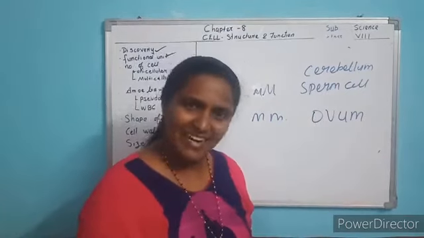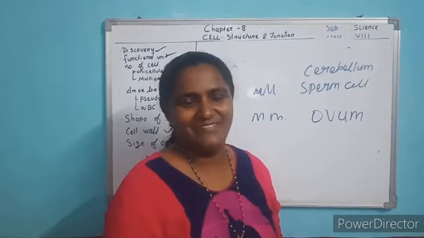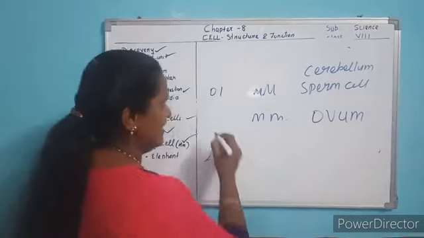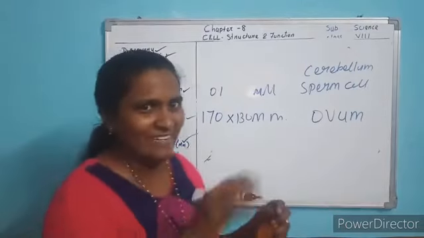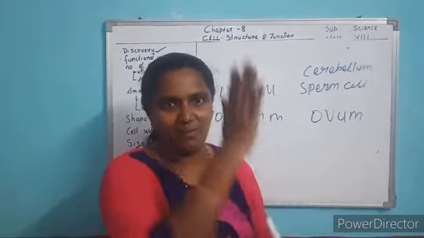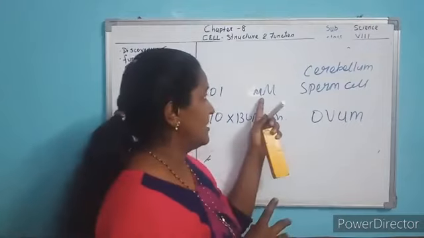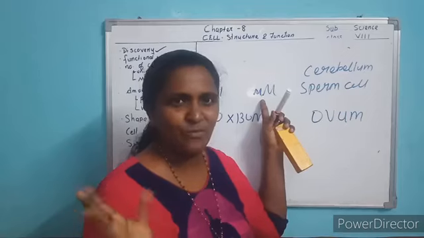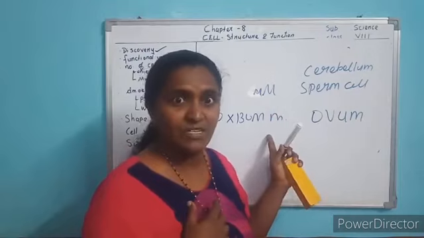Whereas the ostrich, a bird, lays the biggest egg. That is the biggest cell. The size is around 170 by 130, that means cross sectional area, 170 on this side and 130 across the other axis. Bacteria size is so small, it varies from 0.1 to 0.4 micrometer.